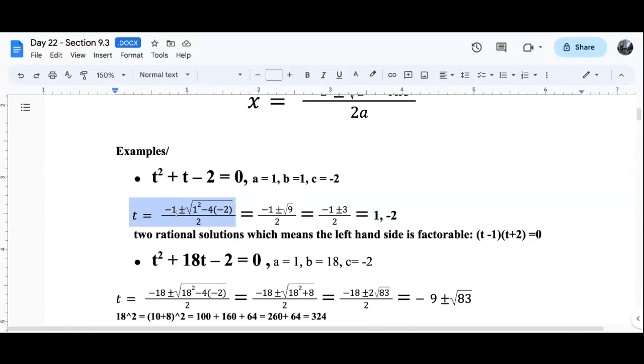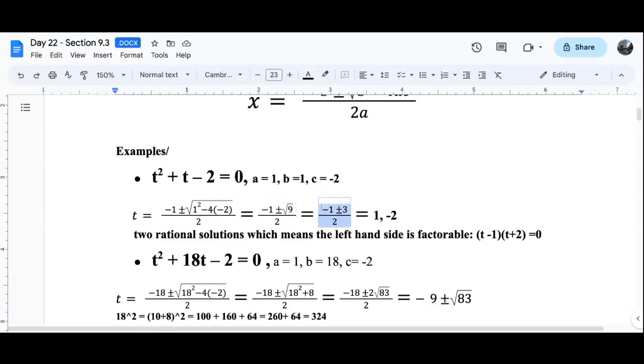Negative b is negative 1 in this case, plus minus square root of b squared, which is 1 squared, minus 4 times a times c, times a is just 1, times c negative 2. So we see 1 squared minus 4 times minus 2, that's plus 8. So 1 plus 8, that's 9. Square root of 9 is 3.